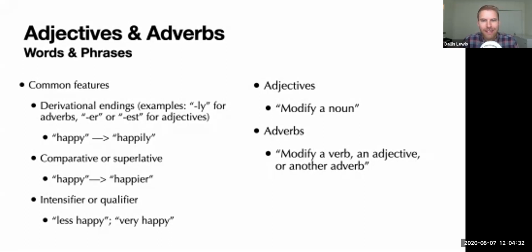They often come with what we call derivational endings, which are really just letters that we add on to another word. For instance, adverbs usually come with the derivational ending -ly. In fact, we often turn adjectives into adverbs by adding that -ly. So happy becomes happily. We can also use adverbs to qualify or intensify adjectives. We can say she became less happy or very happy, with less and very being adverbs. So qualifying, making superlative, making comparative, these are things that can be done to adjectives.